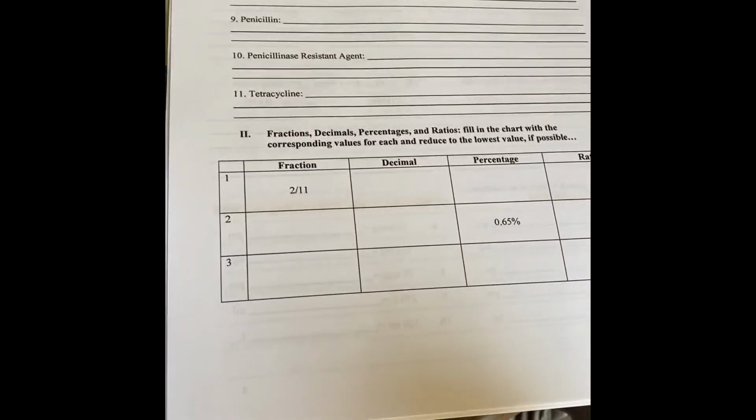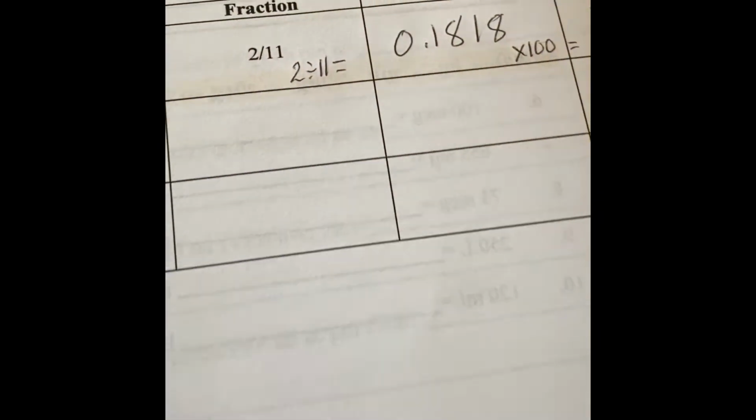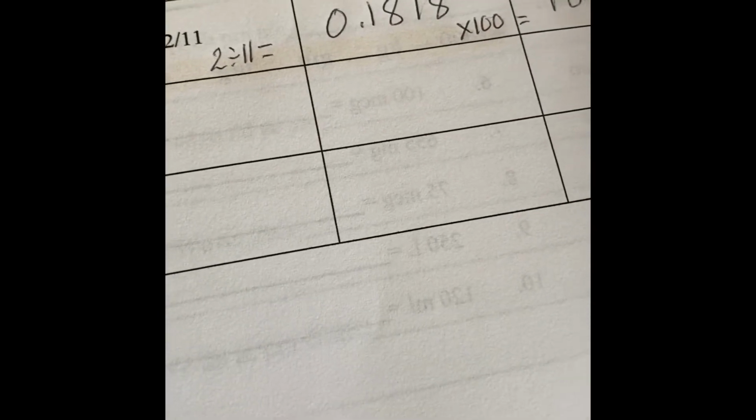So for your METLIS packet 110 unit 2, you start off with the fraction of 2 out of 11. In order to get the decimal, you would have to divide 2 divided by 11, which equals 0.1818. In order to turn that into a percentage, you're going to multiply it by 100, which would equal 18.18%. Now you know your fraction is 2/11, so the ratio will be 2 out of 11 as well, because you can't bring it to a smaller number.